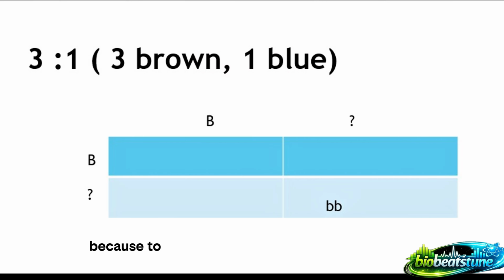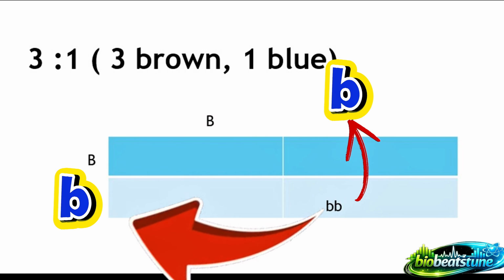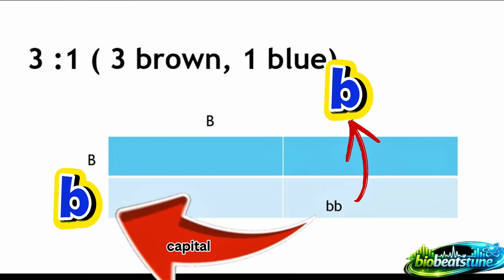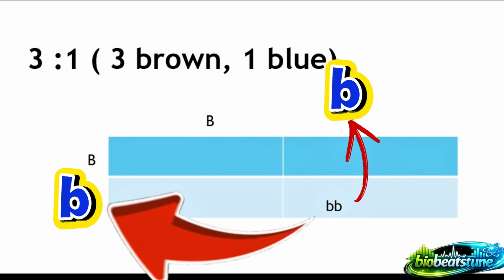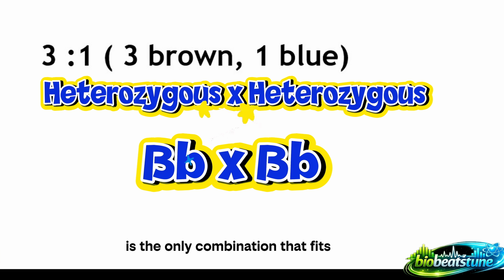Why? Because to get that one lonely recessive offspring, lowercase b, both parents must have a lowercase recessive allele to give away. But because 3 out of 4 kids still show the dominant trait, both parents must also possess a dominant capital allele to pass down. Heterozygous crossed with heterozygous is the only combination that fits the bill.